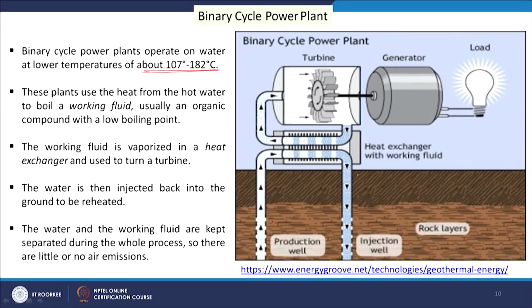Here one working fluid is required apart from the water, which is in the inner circle, which is going under the earth and taking heat from the earth and getting out and transferring the heat to the working solvent. So, that is why it is a binary cycle. So, this water cycle is one and another is your organic solvent cycle. These two cycles are required for the production of electricity.